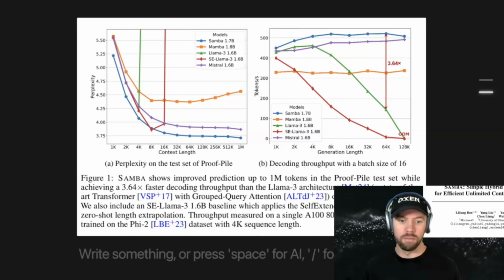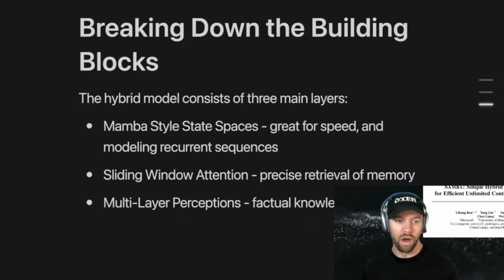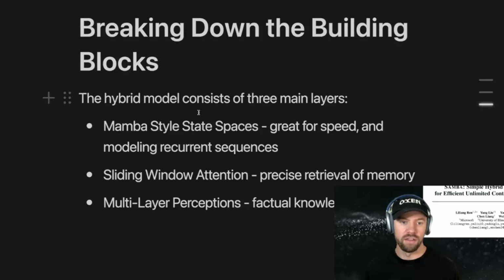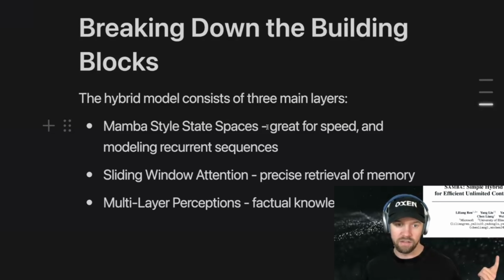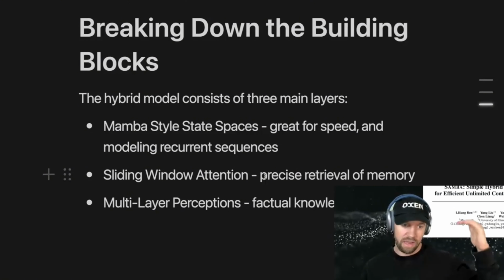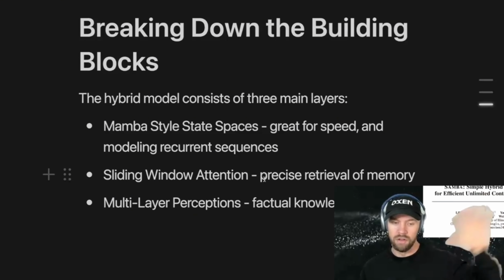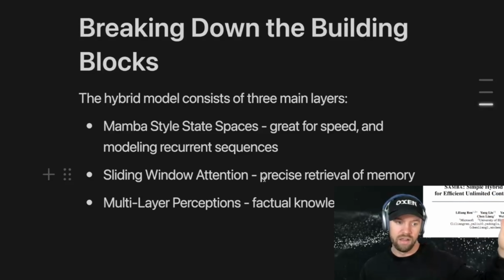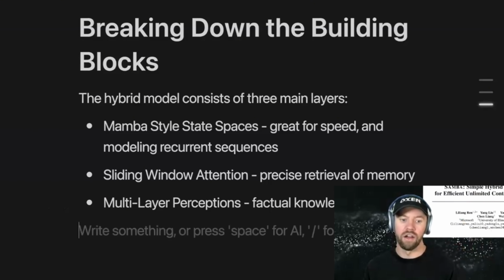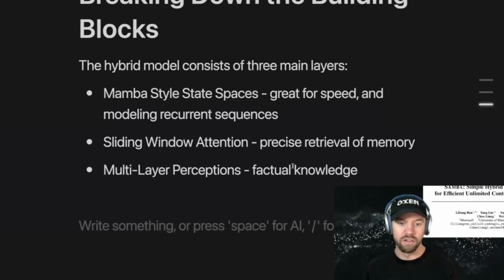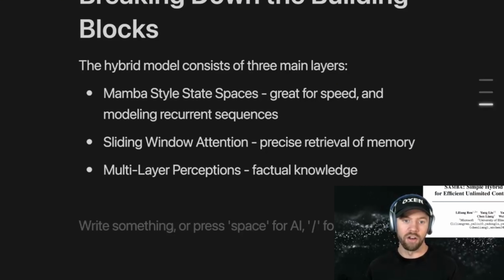So within each one of these building blocks, I really enjoyed how the paper broke down what each layer was responsible for. The hybrid model consists of three main layers: the Mamba state space, which they say is great for speed and modeling recurrent sequences. They add the sliding window attention on top of that, which they say helps for retrieval within that giant context. And then the multi-layer perceptrons sit on top of that, and they say that stores a lot of the factual knowledge within the model.